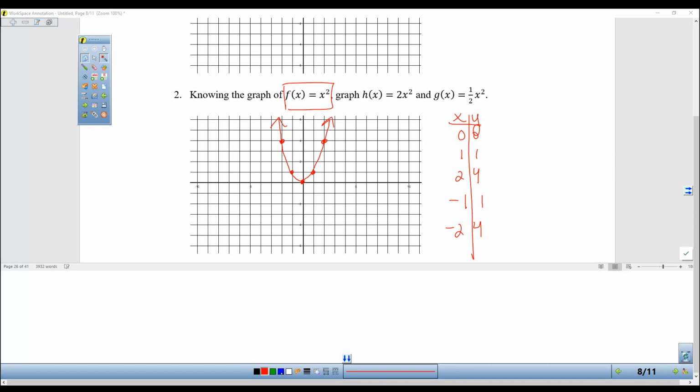So how do I do h of x? h of x is 2x squared. I'm just going to multiply all those numbers by 2. So I'm going to cross these off, times 2, times 2, times 2, times 2, times 2. So 0, 0, 1, 2, 2, 8. Can't even reach it. I kind of missed that point there. Maybe I should go back.